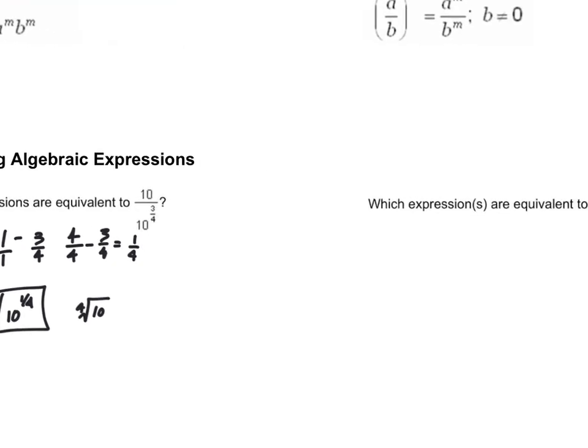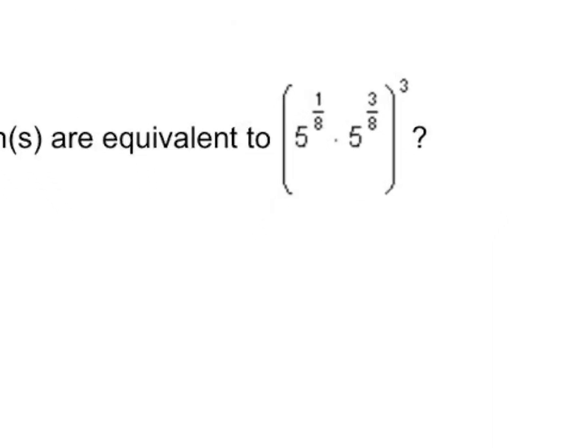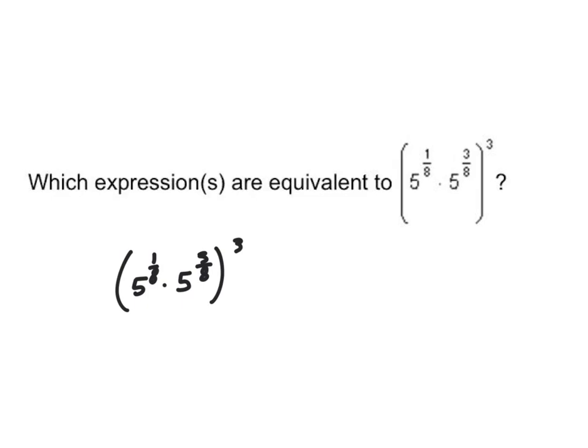What I'm going to do, okay, let's take a look at this next one over here. Let's make an equivalent expression to this, okay? So I'm going to rewrite this over here. So I've got 5 to the 1/8 power times 5 to the 3/8 power, and that whole thing is being raised to the 3rd power, okay? So there's a couple of different ways to do this. You can multiply this 3 in first and then add your exponents, or you could add your exponents and then multiply that number by 3. Okay, so I'm going to do this two ways, all right?